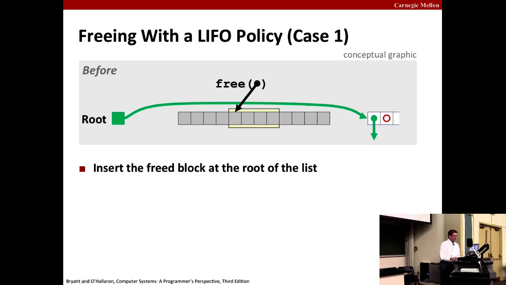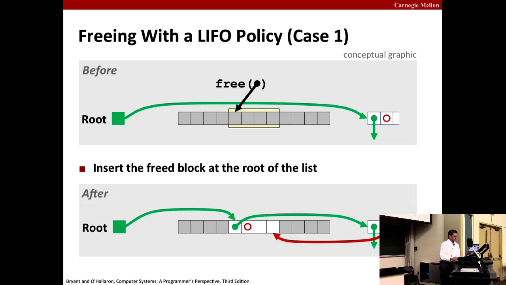Well, this case is pretty simple because there's no coalescing, because both the predecessor and successor blocks are allocated. So this newly freed block now becomes, we're going to do a LIFO policy, so this becomes the first block in the free list. And so we update the root to point to this newly freed block, and we update the forward pointer of that block to point to what used to be the first block in the free list.